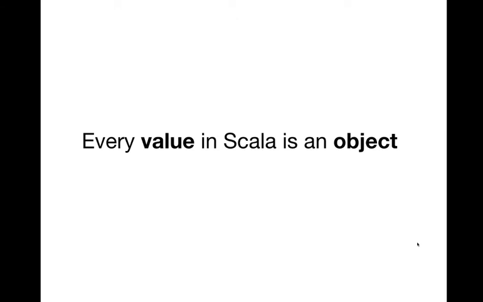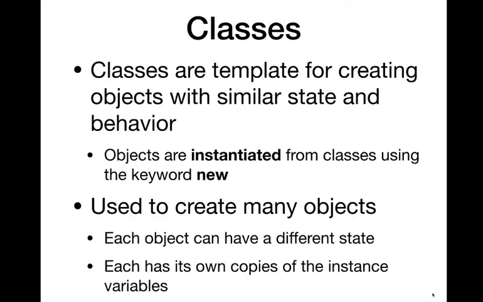In IntelliJ, whatever value you have, put a dot right after it, and IntelliJ will show you all the stuff you can do with that value. Everything in Scala is an object. Every value in Scala is an object.